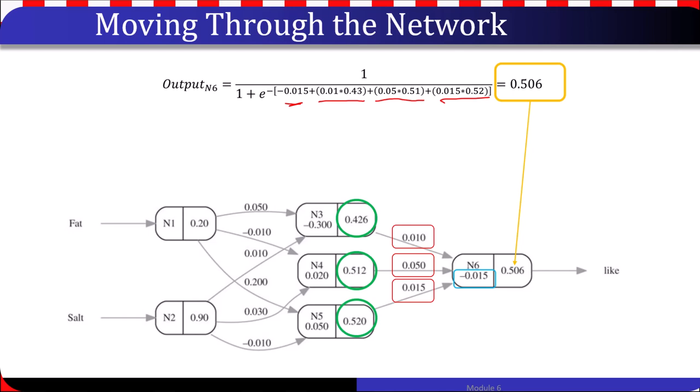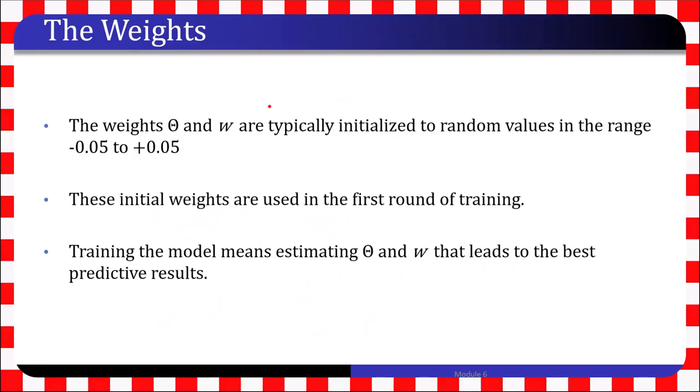So you might be asking where did these weights and biases come from? Well, basically these are calculated or predicted by the model. The weights theta and w are typically initialized to random values in the range from negative 0.005 to positive 0.005. And these initial weights are used in the first round of training. They are updated by means of backpropagation, which I'm going to cover in a moment. So training the model means estimating theta and w that lead to the best predictive result.